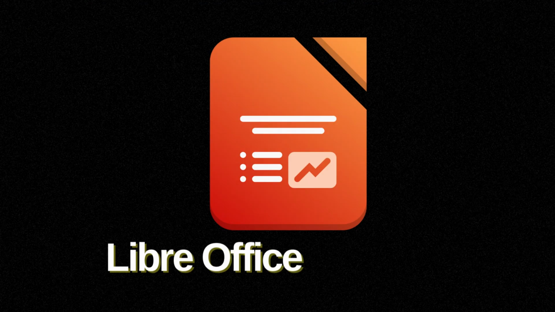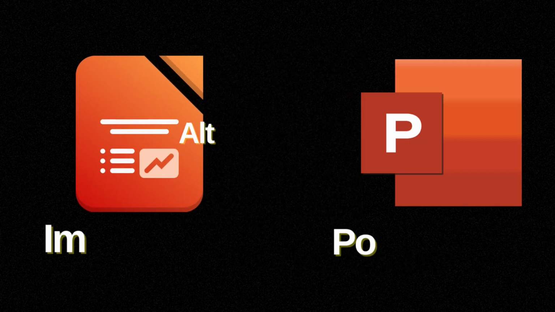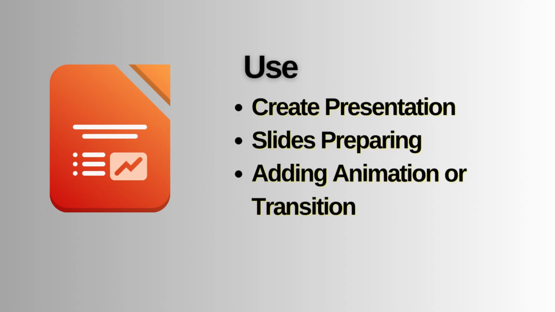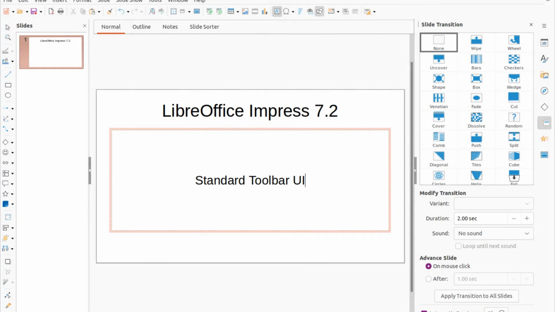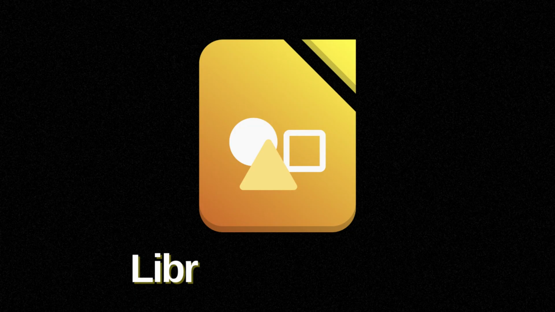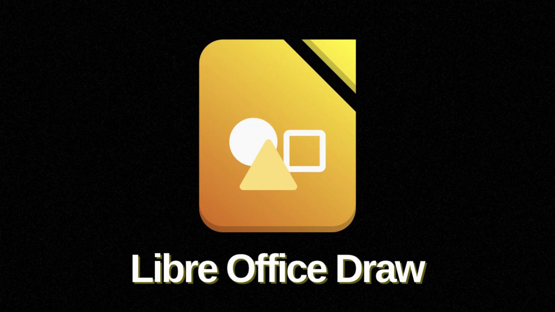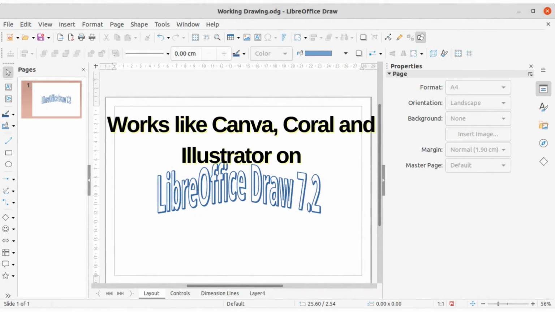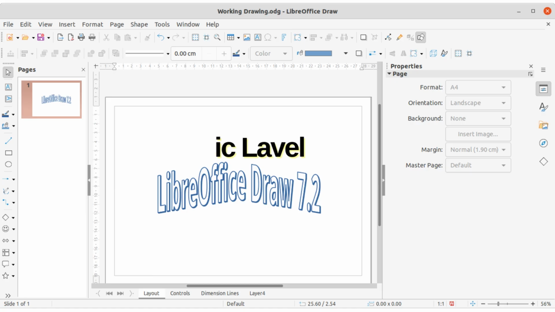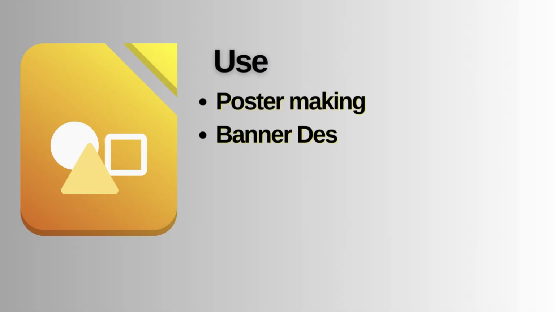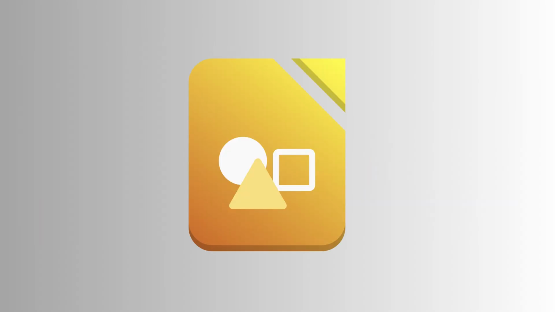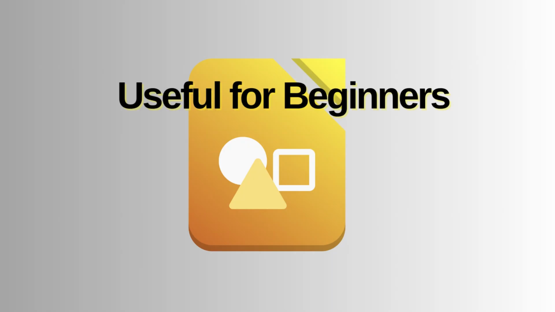Next is LibreOffice Impress. LibreOffice Impress is an alternative to MS PowerPoint. We use it for creating presentations, adding slides, animations, and transitions. The next application is LibreOffice Draw. LibreOffice Draw is a drawing application, which is quite advanced compared to MS Paint. And at a basic level, it works like Canva, CorelDRAW, or Illustrator. It is used for creating posters, banners, diagrams, and flowcharts, and for simple graphic design. This tool is quite useful for beginners.